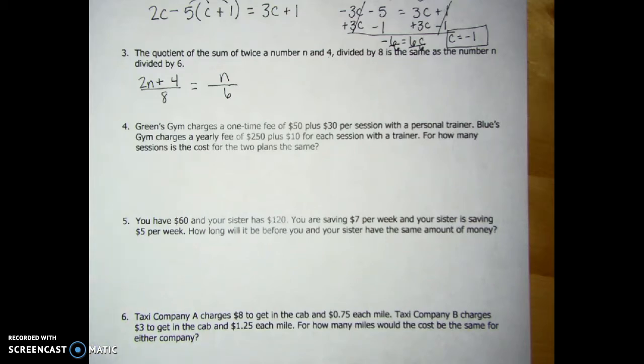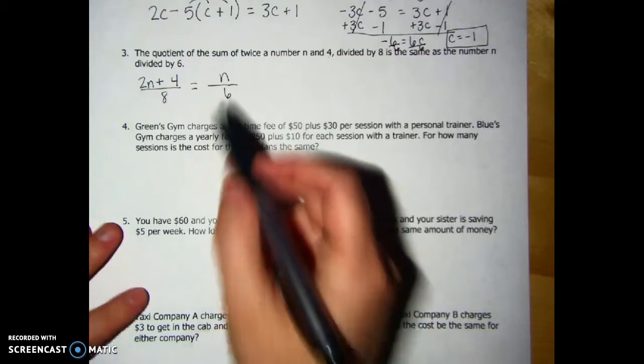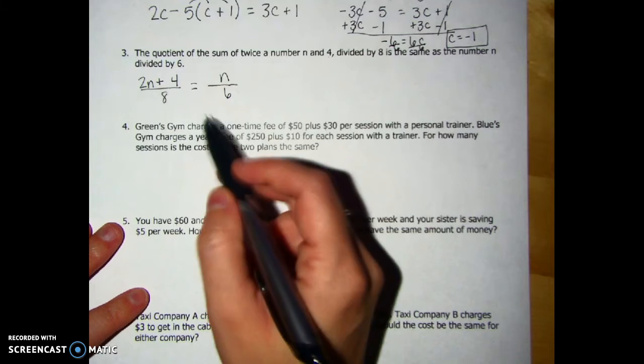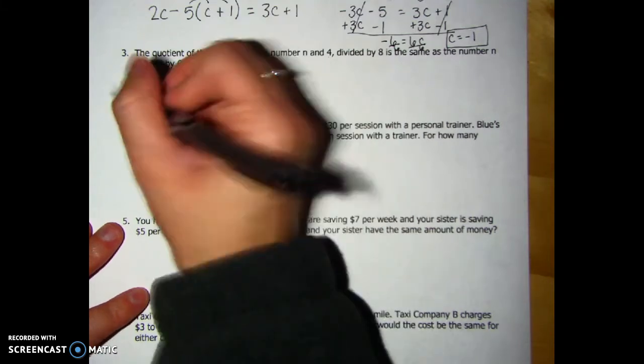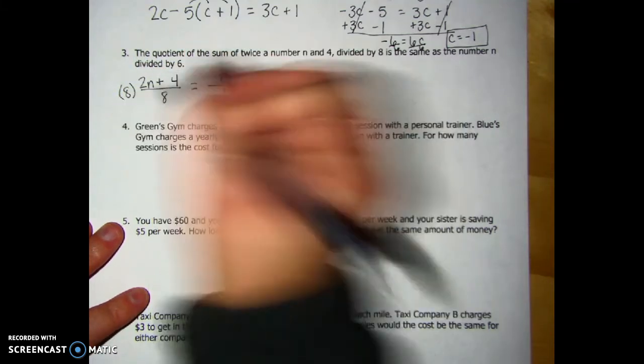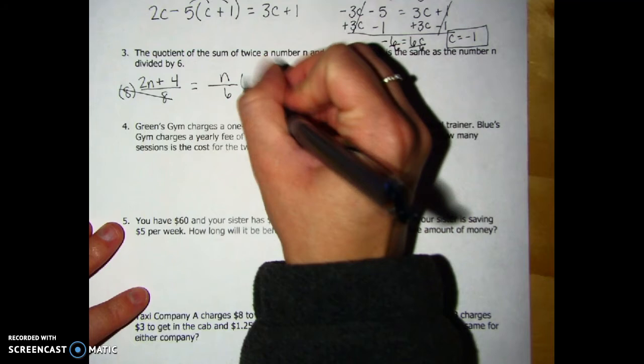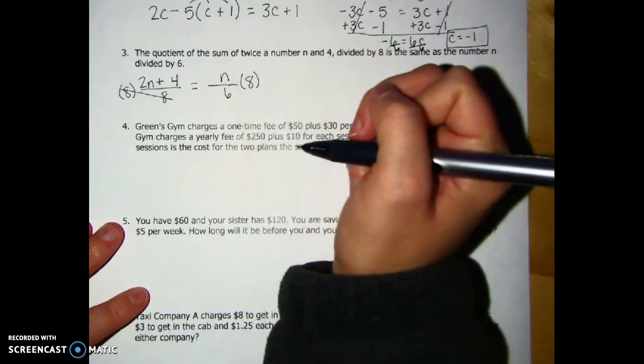Well, to get rid of the dividing by, I have to multiply both sides by it. So if I multiply here, how do I want to do this? I'll get rid of the 8 first. Multiply both sides by 8. That will cancel that out. And this will become 8n.